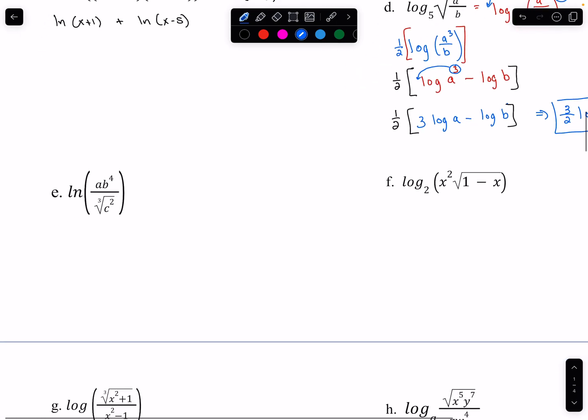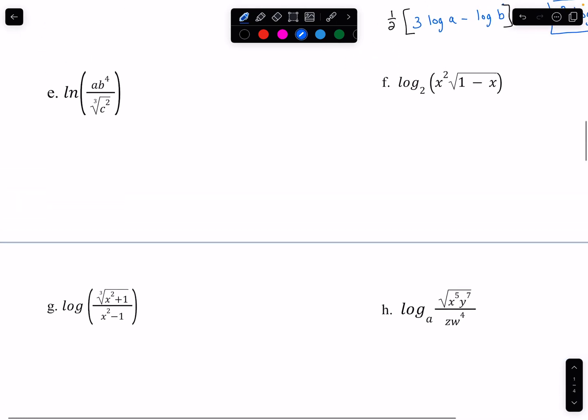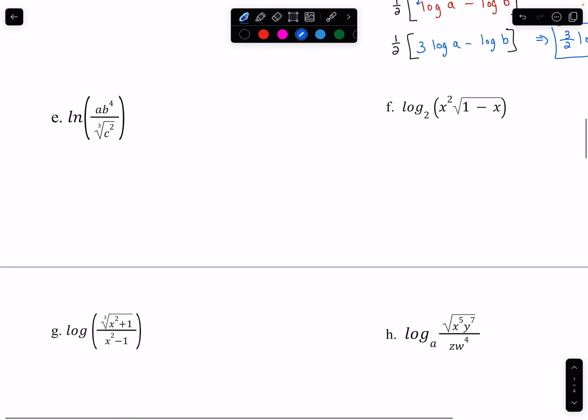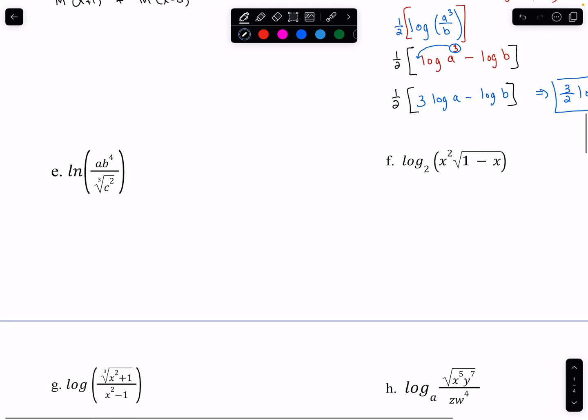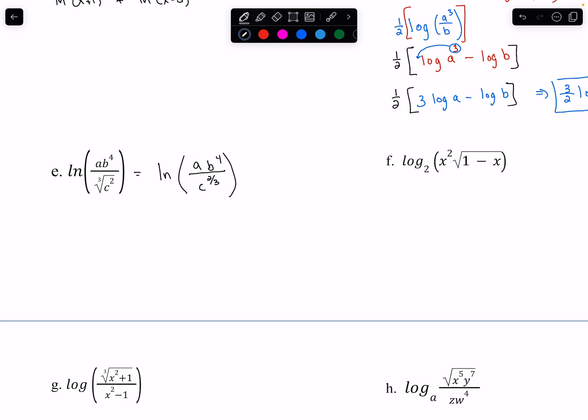All right, let's take a look at another one. And again, they're all going to be very similar. I'm going to do 2 more here, and then I'll see what else we got. All right, so ln, natural log versus log, same thing. So the first thing I'm noticing is I got some square roots, cube roots in this one. So I'm going to rewrite this. So I have ln and I have a, b to the 4th over, and I'm going to write this as c to 2/3, just to get rid of my radical sign.